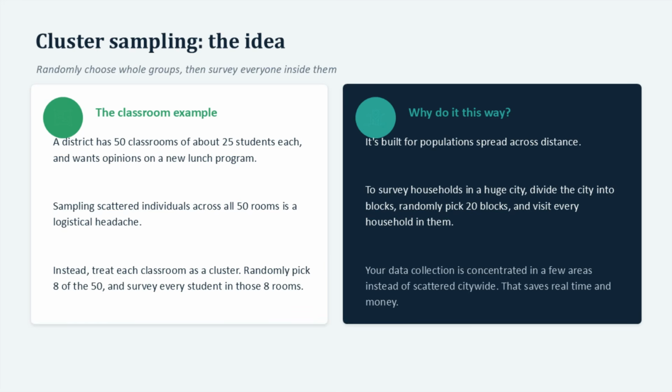budget. Instead, I could divide the city into geographic blocks. Then I randomly select 20 of those blocks and survey every household inside the blocks I chose. Now the data collection is concentrated in a smaller number of locations, instead of being scattered across the entire city. And that can save a huge amount of time, money, and effort. That's really the main reason researchers use cluster sampling. It makes large, geographically spread out studies much more practical.